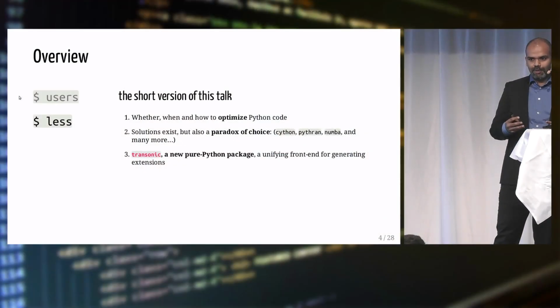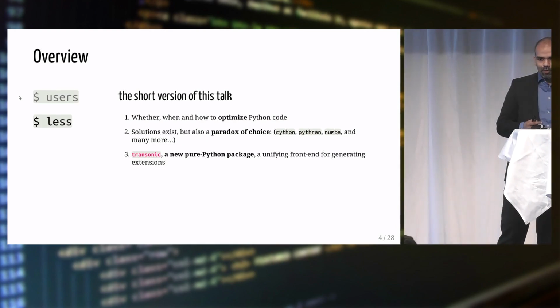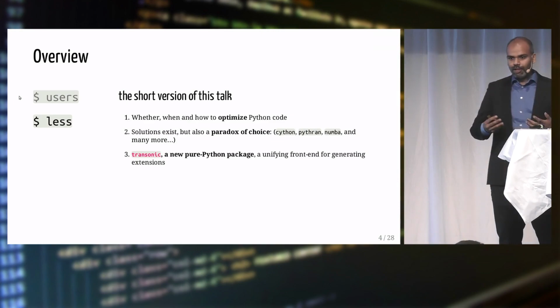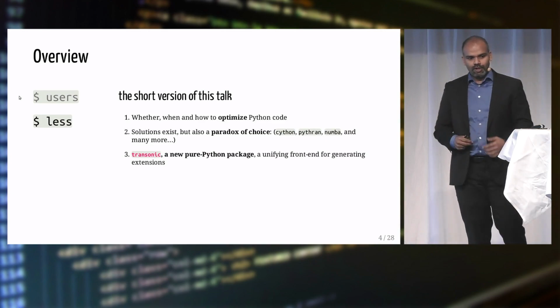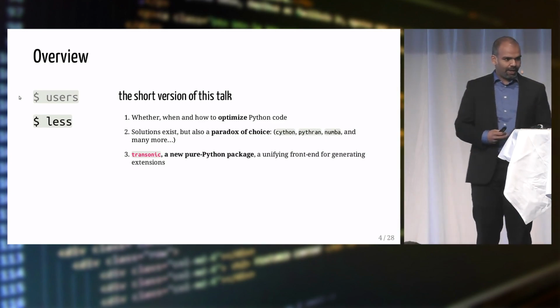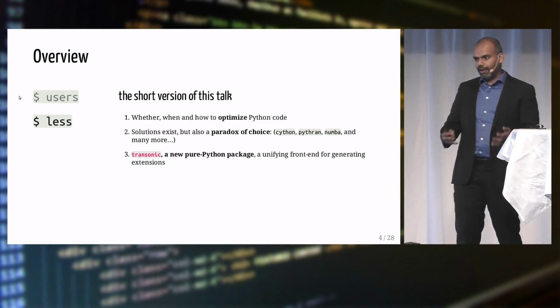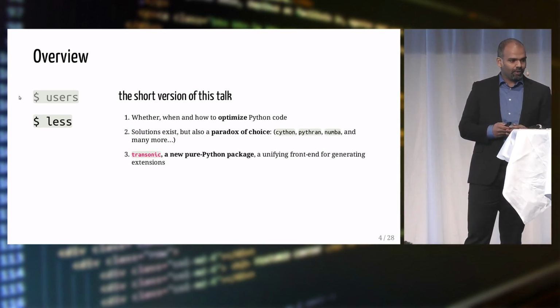A short version of this talk: I'll be covering 3 aspects. The first thing is whether, when, or how to optimize your code. There are many solutions I will show. I did a quick survey of it. It's a lot. You will be confused by which one to choose. And finally, I'll show what Transonic is trying to do. It's a pure Python package. It's meant to be a unifying front end for generating efficient Python code or efficient code.